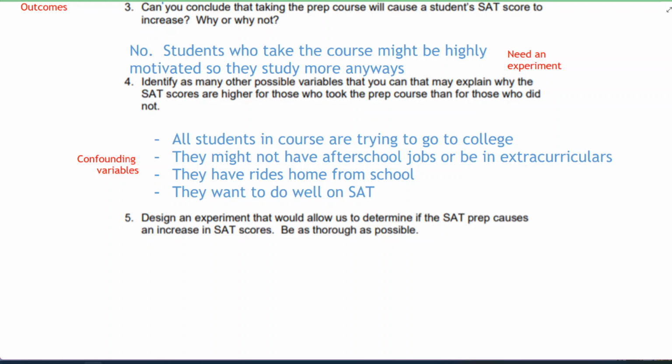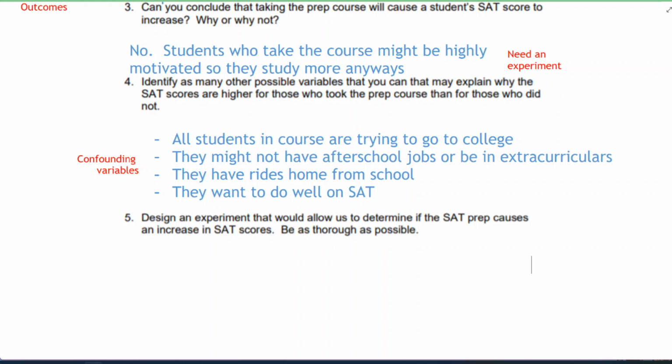To be clear, a confounding variable is a variable that affects the response variable. So students trying to get into college, that is a confounding variable because that will affect SAT scores. Is that one of the treatments, or is that included in the treatment? No, it's not included in the treatment. So we would say that trying to get into college is going to confound with the SAT class.